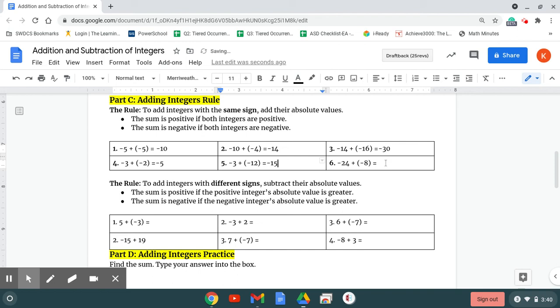All right, number 6. I'm going to have you do this one on your own as well. So negative 24 plus negative 8, 2 negative signs, we keep our sign and add. And 24 plus 8 is 32. So negative 24 plus negative 8 is negative 32.